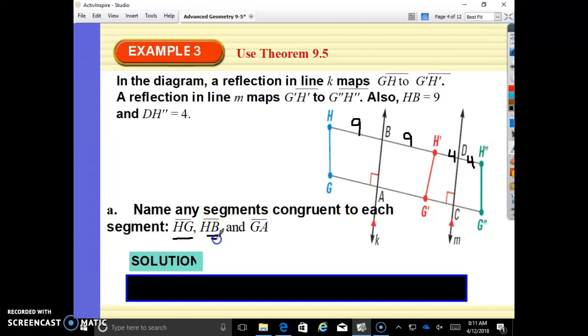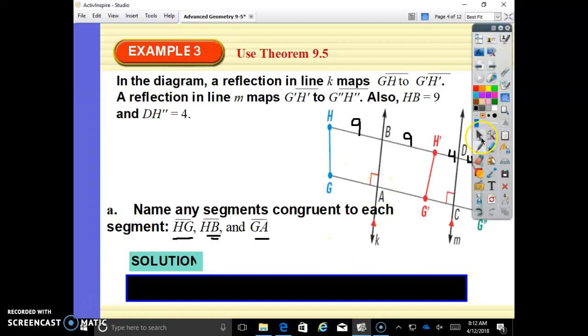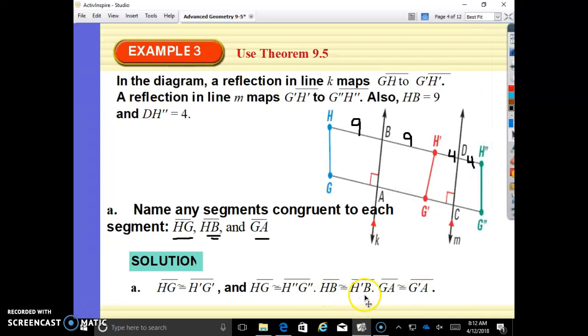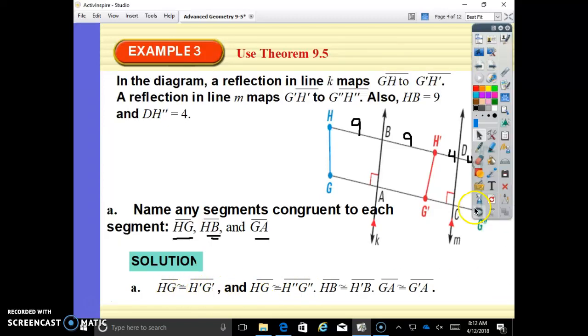What about HB? HB and H prime B. And then GA. GA and G prime A, right? HB and H prime B. HG and H double prime G double prime. HG and H prime G prime. So everything we said.